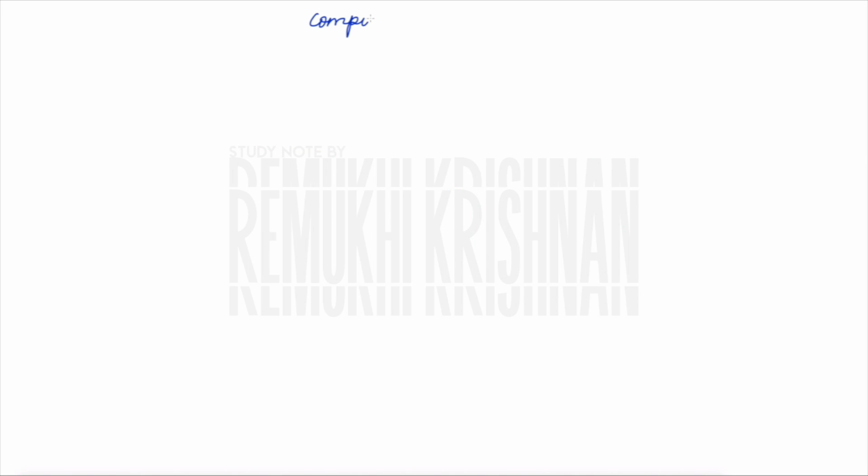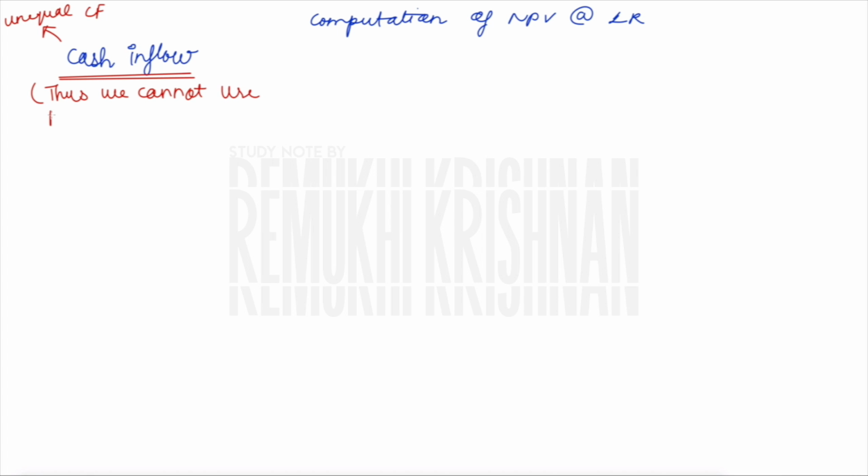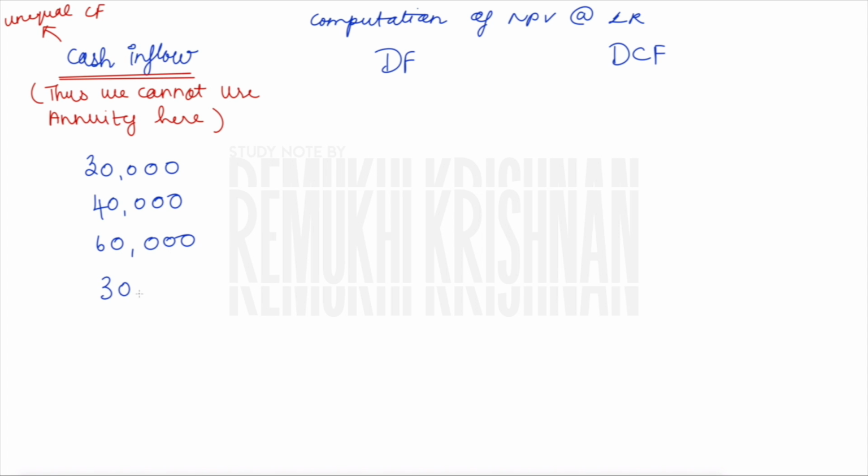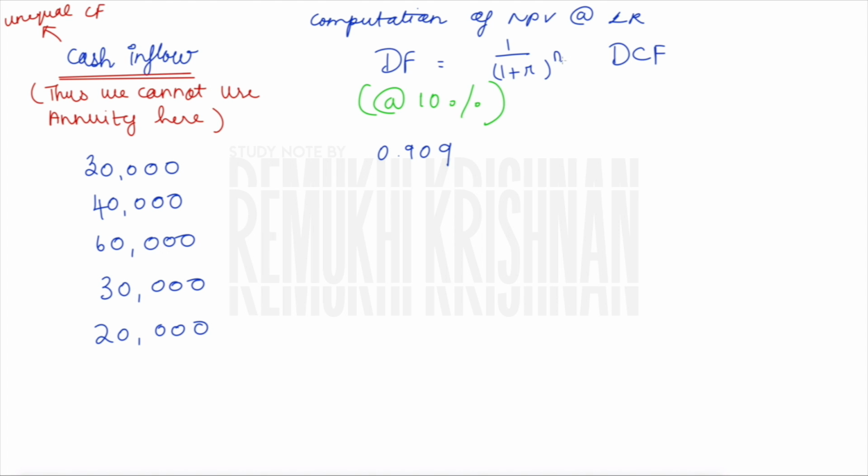So computation of net present value at lower rate. Since the cash flows are unequal, I'm doing this in a tabular form. Again I cannot use the annuity method here, so I'm just going to write the cash inflows. Since the discount factor at lower rate is 10 percentage, I'm finding the discounting factor for each year. That is the formula we already saw. It is 1 divided by 1 plus r power n. You can write it either as 1 divided by 1 plus k power n or 1 divided by 1 plus r power n. It is not an issue at all.